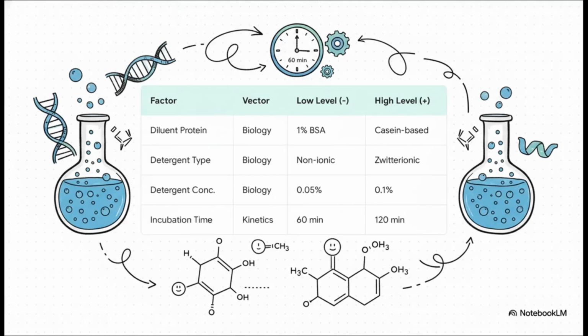Let's look at a quick example to make this real. Here's a simple screening design. We're testing 4 different things: the type of protein in our diluent, the type and concentration of our detergent, and our incubation time. A DOE experiment is going to structure all the runs so that we can clearly see the effect of each of these things and, most importantly, their combinations.